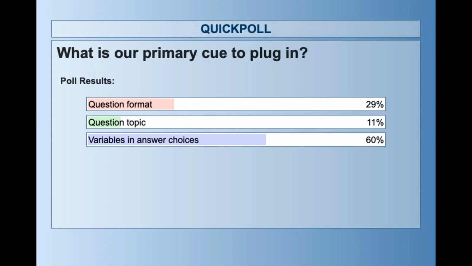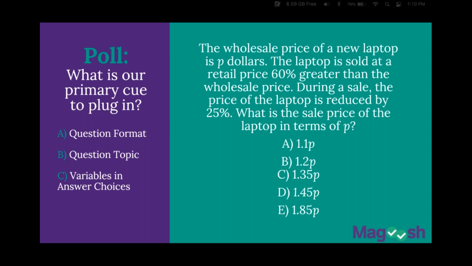I like the topic answer here better, even though that was the least responded one. Percentages usually, or percent type questions, would usually lend themselves to this strategy. So maybe when we see that topic, we want to be leaning toward, oh, I might be able to plug in here, but our primary cue again should always be we see those variables in the answer choices.